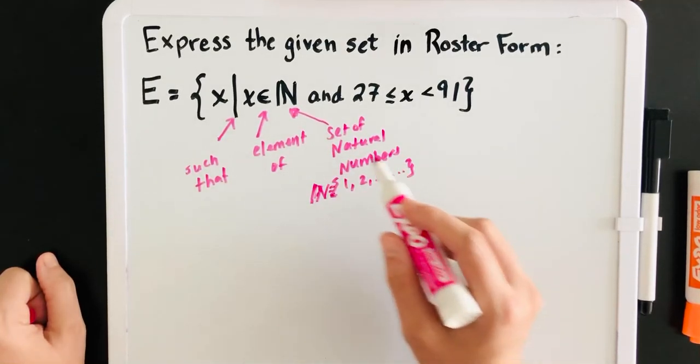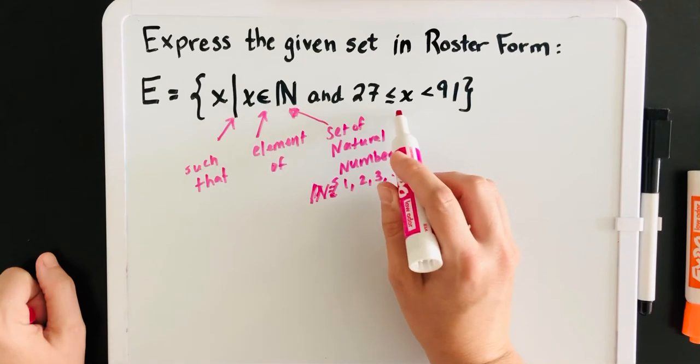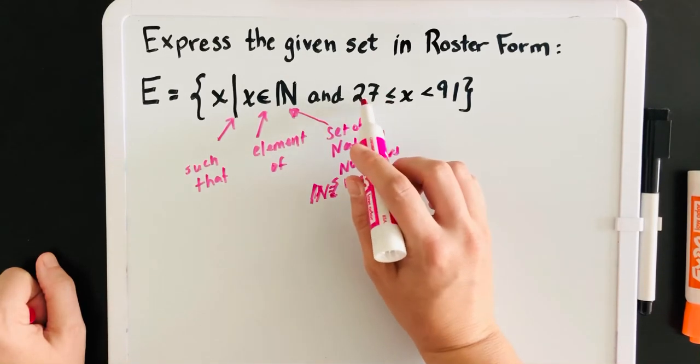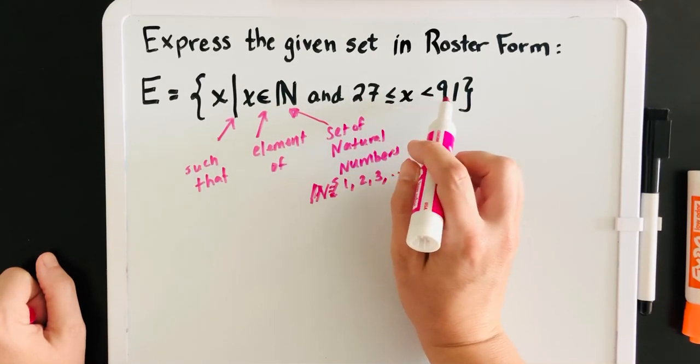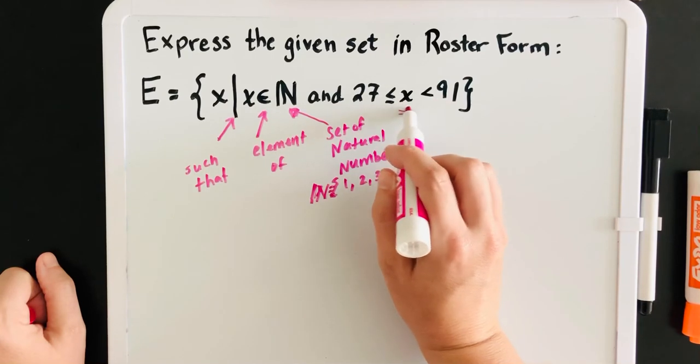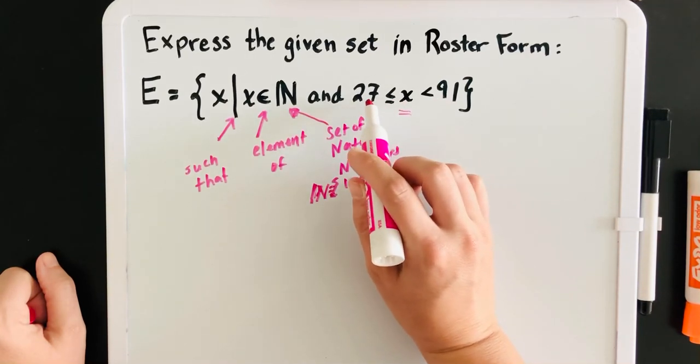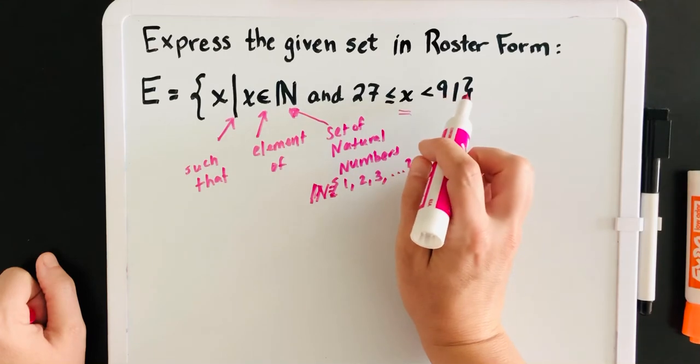But then there's another requirement, and X has to be greater than or equal to 27, but less than 91. So X is greater than or equal to 27, but less than 91.